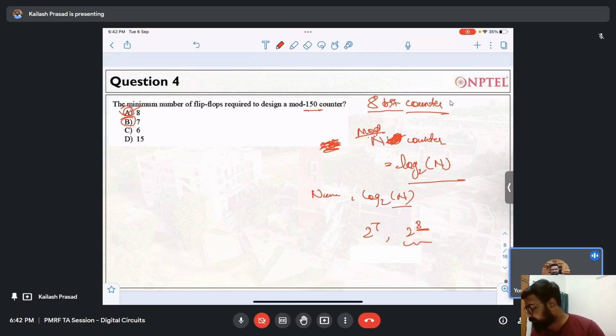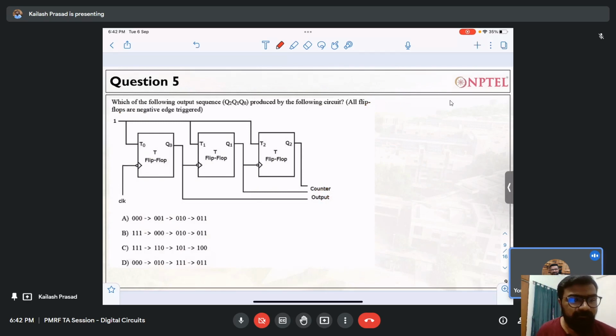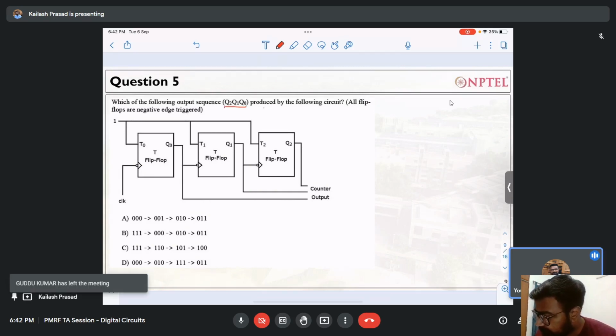Okay. So moving to the next question, question number 5. Anybody want to attempt this question? Which of the following output sequences is produced by the following circuit?